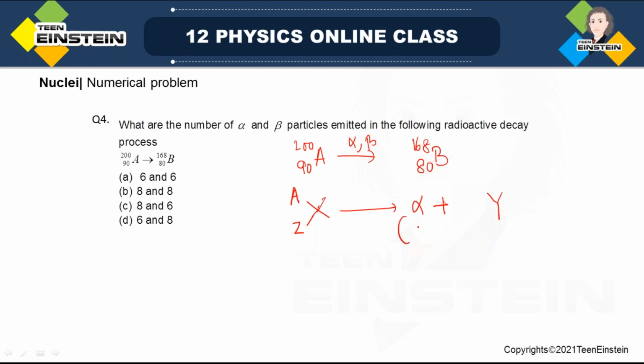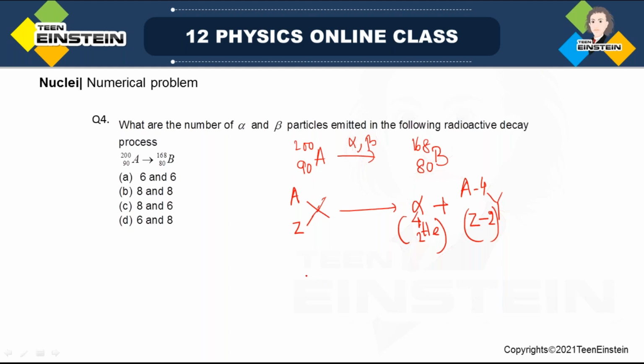So alpha particle is nothing but a helium nucleus. That means it has mass number A equal to 4 and atomic number Z equal to 2. So when this alpha particle is leaving the nucleus, the mass number will be reduced by 4, and the Z will be reduced by 2. This is what will happen.